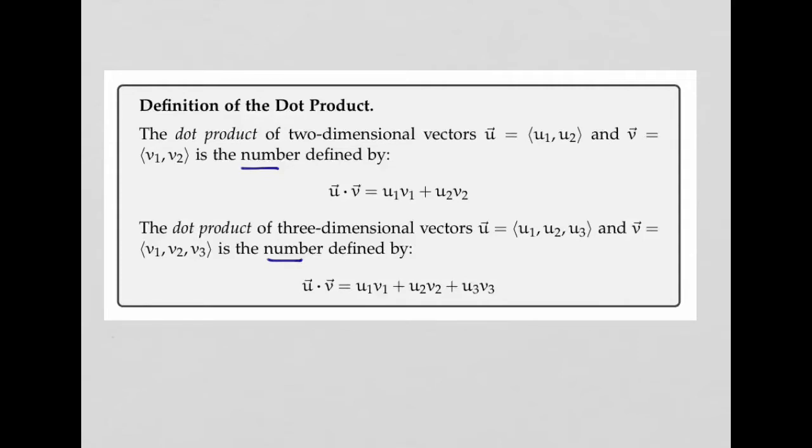And if you're dealing with two-dimensional vectors, this means you have to add the products of the two respective components, and if the vectors are three-dimensional, you have to add the product of three respective components.